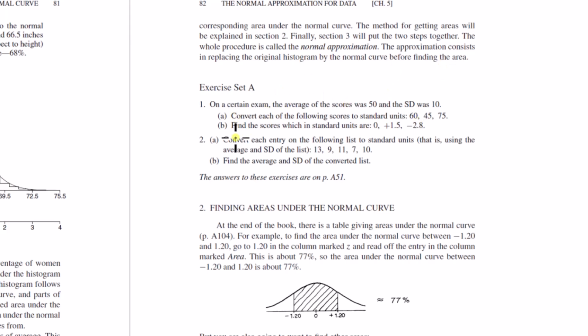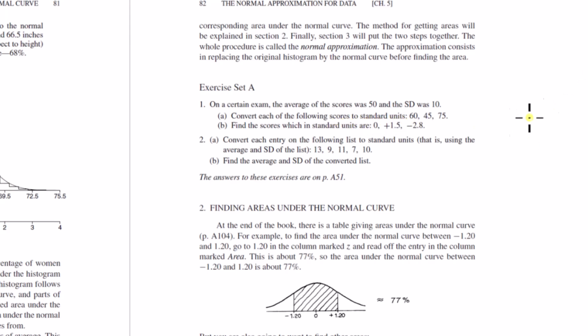Okay, so before we go to Section 2, let's do these problems real quick. Again, this is really easy. We did this a bunch of times in Chapter 4. All right, on a certain exam, the average of the scores was 50 and the standard deviation was 10. Convert each of the following scores to standard units.